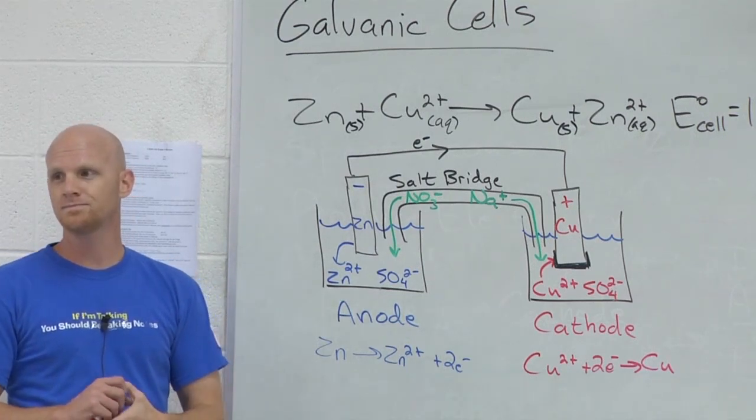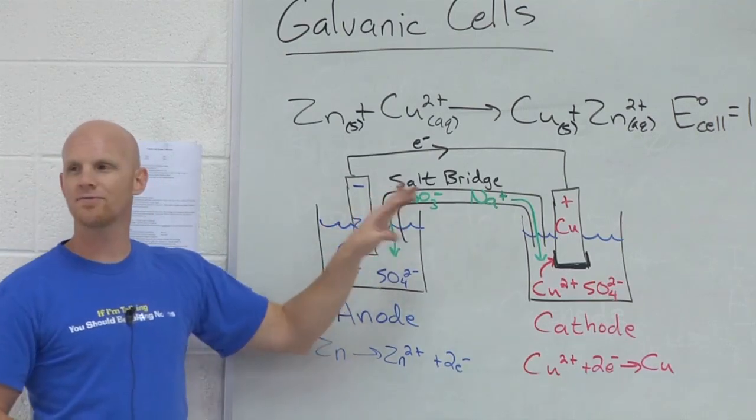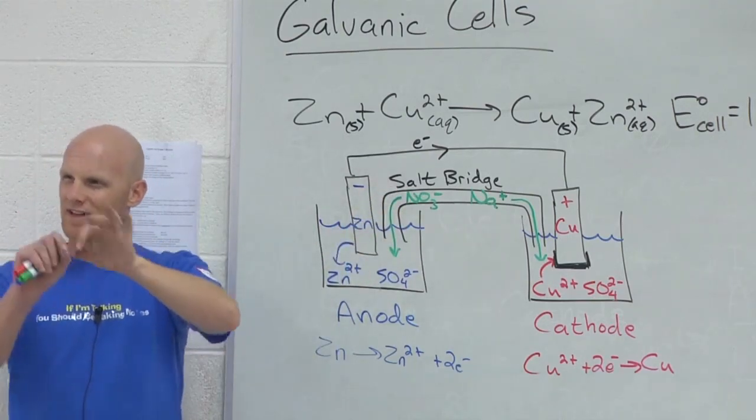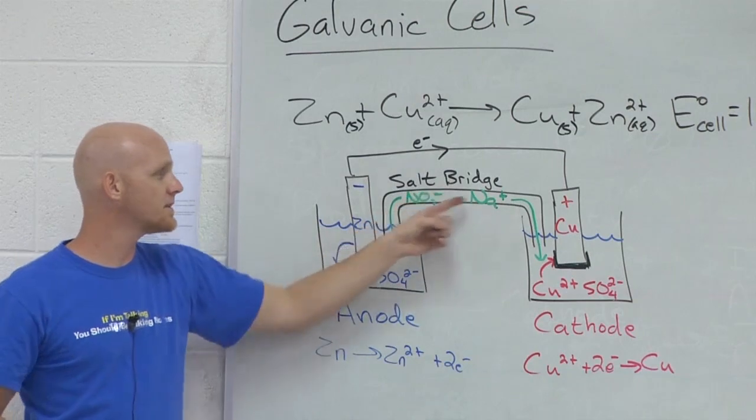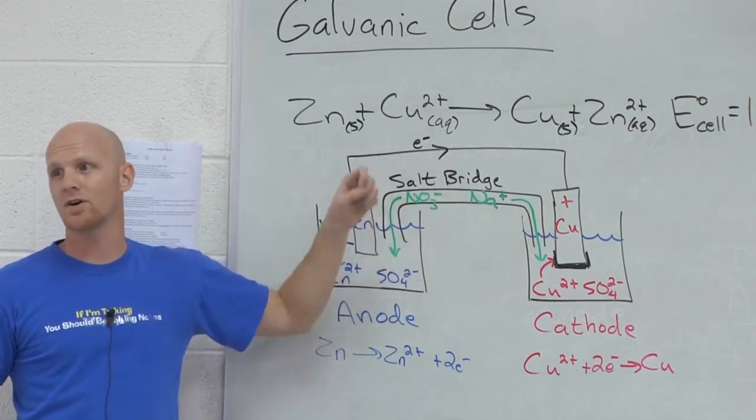Now, what material is the salt bridge made of? Again, it's like a glass tube, and they'll fill it with a gel, so it's not an empty tube, but it's got a gel in there, and then they fill it full of some sort of salt. Sodium nitrate's a pretty common salt they'll fill it full of.